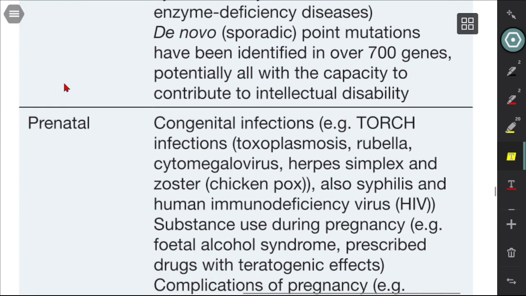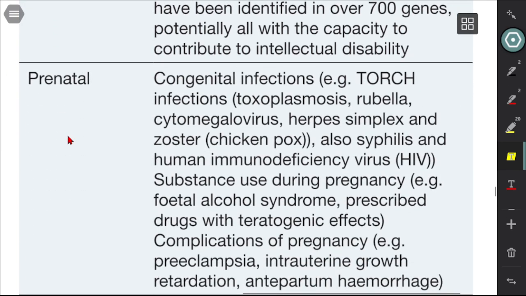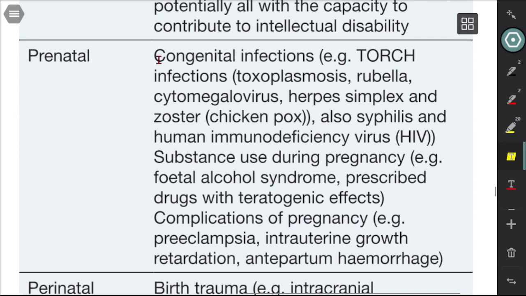What about prenatal causes? We have congenital infections as a cause, like TORCH infections, like toxoplasmosis, rubella, cytomegalovirus, herpes simplex, and zoster, which is chickenpox. Also, syphilis and HIV.